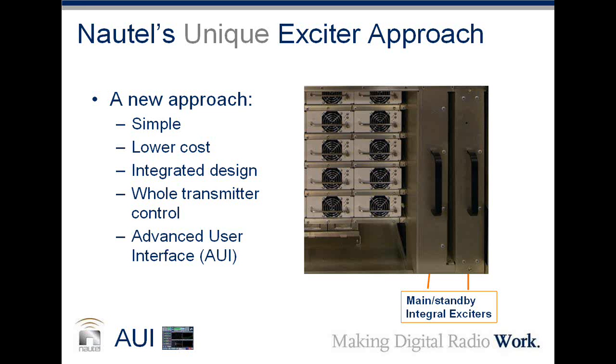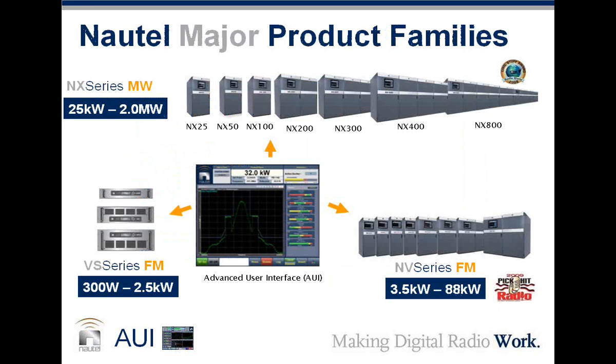Okay, so let's talk about these product families that the AUI is contained within. We have the NX Series, the first one to contain the AUI. It's an AM transmitter series that goes from 25 kilowatts up to 2 megawatts. I should mention here that an AUI is really a web server. An AUI is a web server built into the transmitter, in part. Certainly, that's a big part of it.